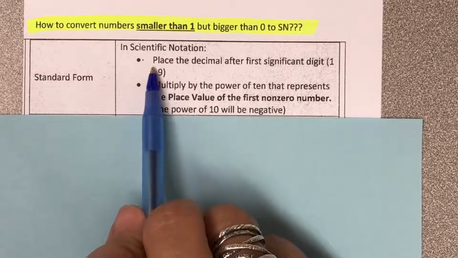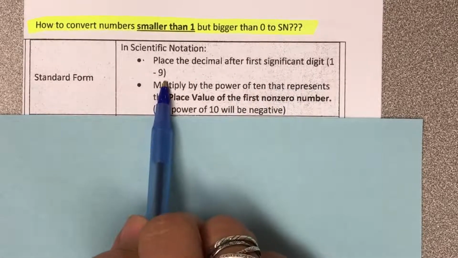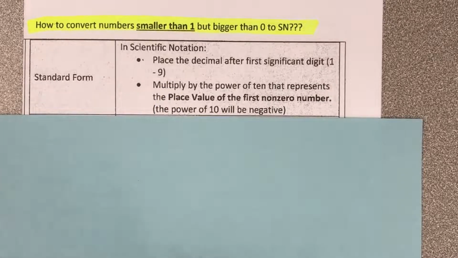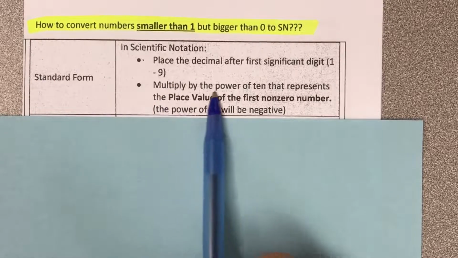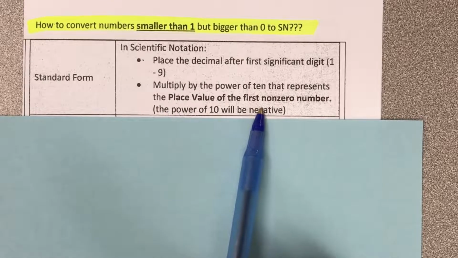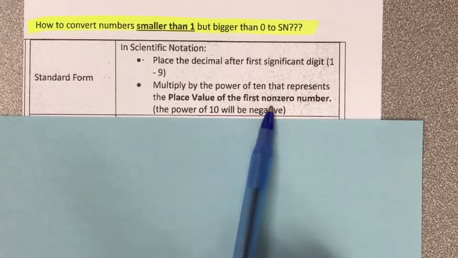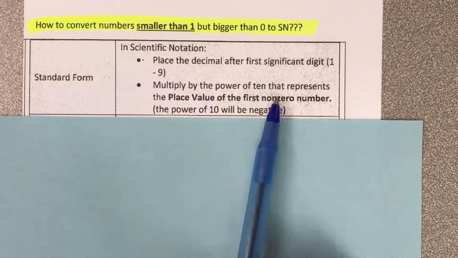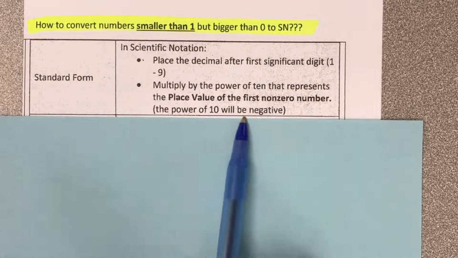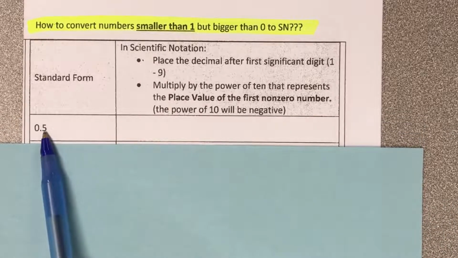In scientific notation, we're going to place the decimal after the first significant digit, 1 to 9, 1, 2, 3, 4, 5, 6, 7, 8, 9. Then we will multiply by the power of 10 that represents the place value of the first non-zero number. It's going to be after the first number that is not a 0. The power of 10 this time is going to be negative because we're looking at small numbers, smaller than 1, and they are representing negative exponents.